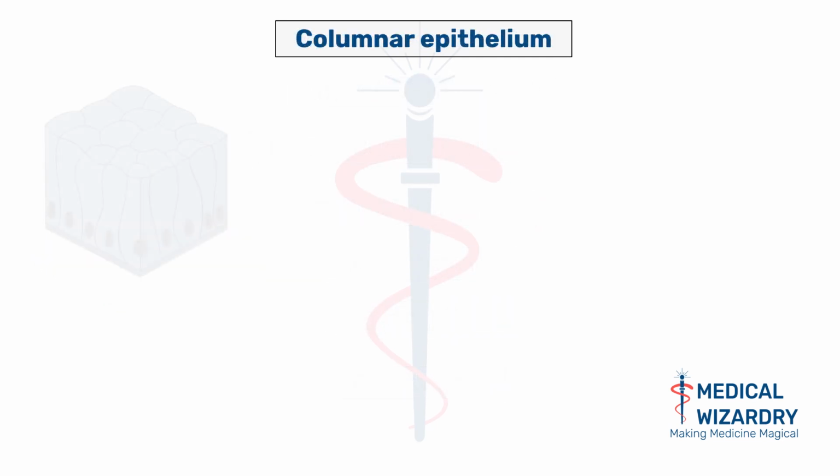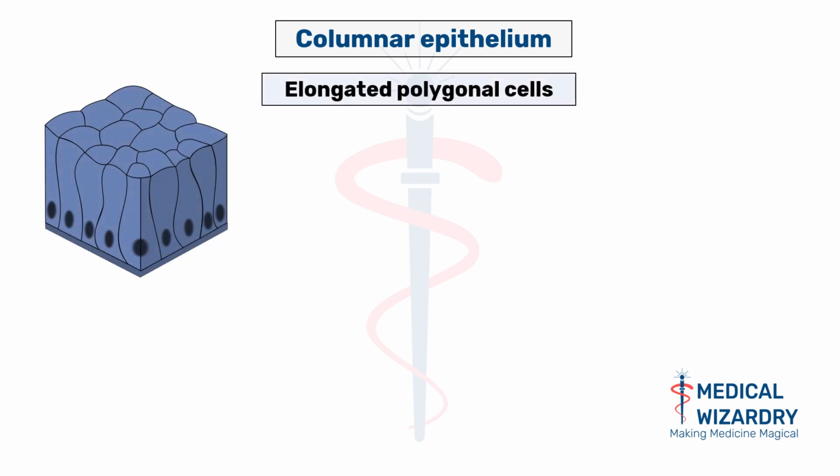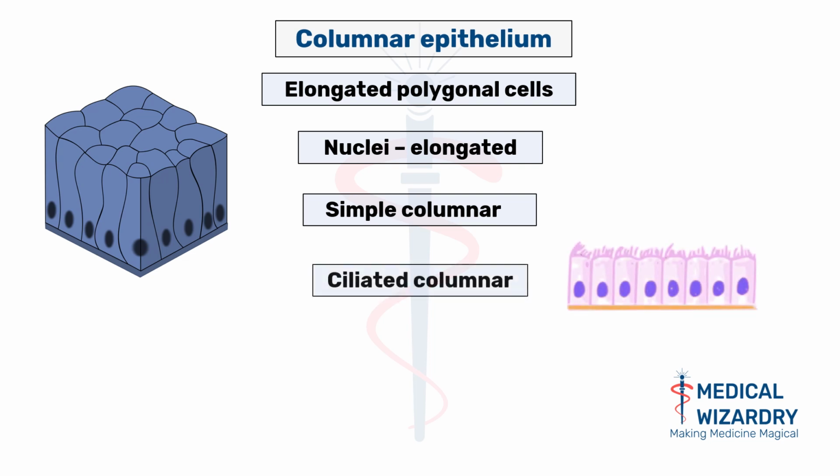In contrast to simple squamous epithelium, the columnar epithelium has a row of elongated polygonal cells with elongated nuclei placed near the base. Based on some special nature, the columnar epithelium is further classified into distinct types. If the columnar cell surface has no specialized nature, it is called a simple columnar epithelium. On the contrary, if the cell surface holds cilia, it is called the ciliated columnar epithelium.